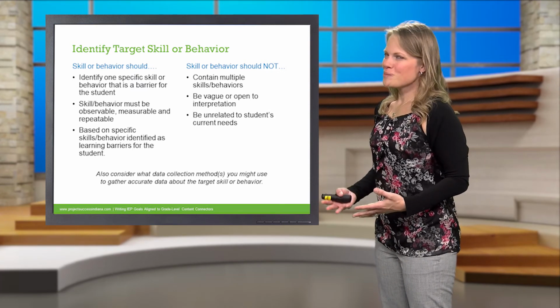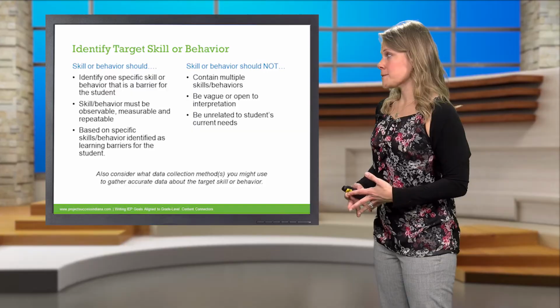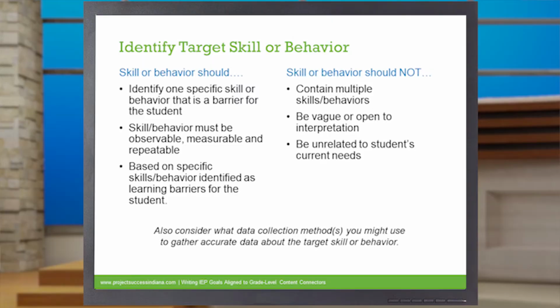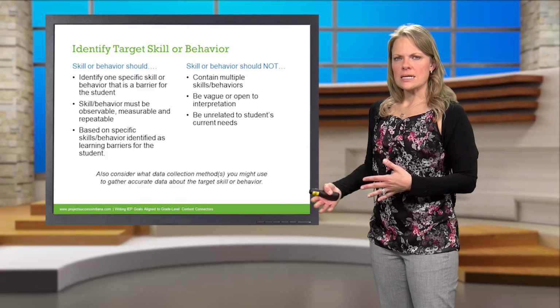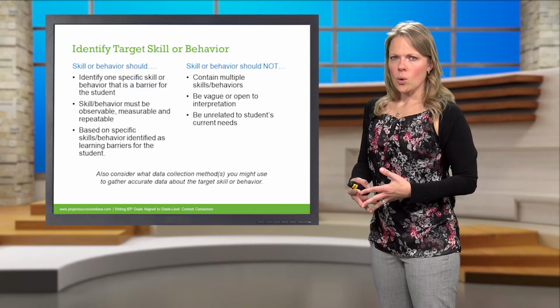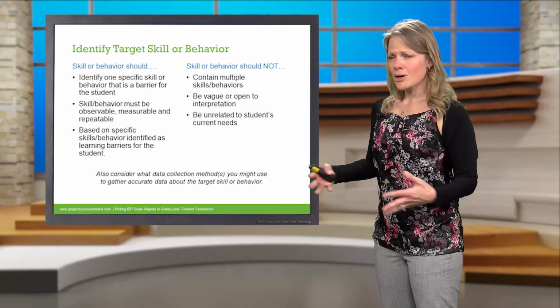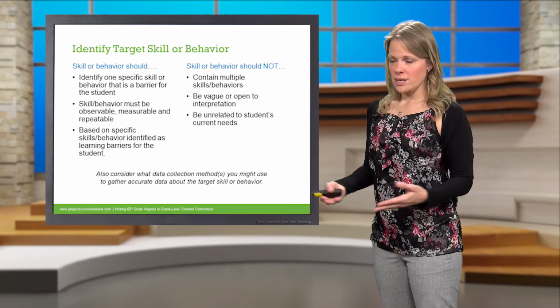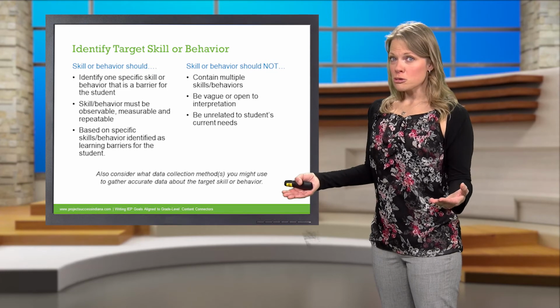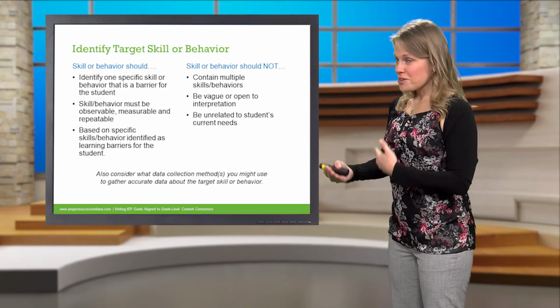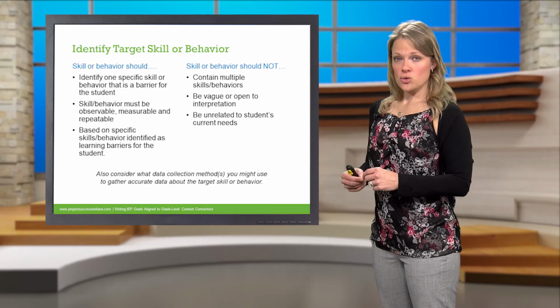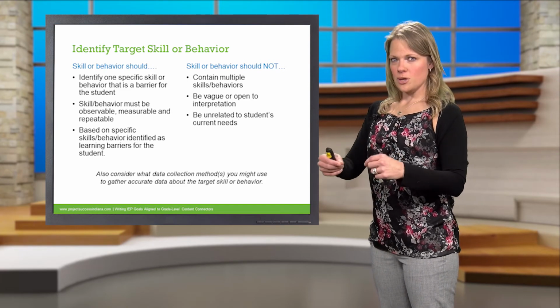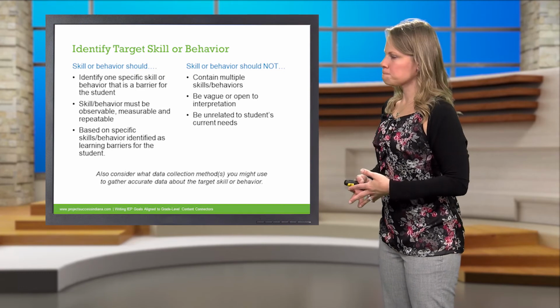And then obviously it should be based on the specific barriers that a student has. A skill or behavior in an IEP goal should not contain multiple skills or behaviors, shouldn't be vague or open to interpretation, and it shouldn't be unrelated to a student's current needs. So that goes back to that idea of writing an IEP goal at grade level. If that's unrelated to the student's needs at that time, don't do it. But you can break down the standard to find the skills that a student needs to work on to master, to be able to slowly make progress toward a grade level standard.